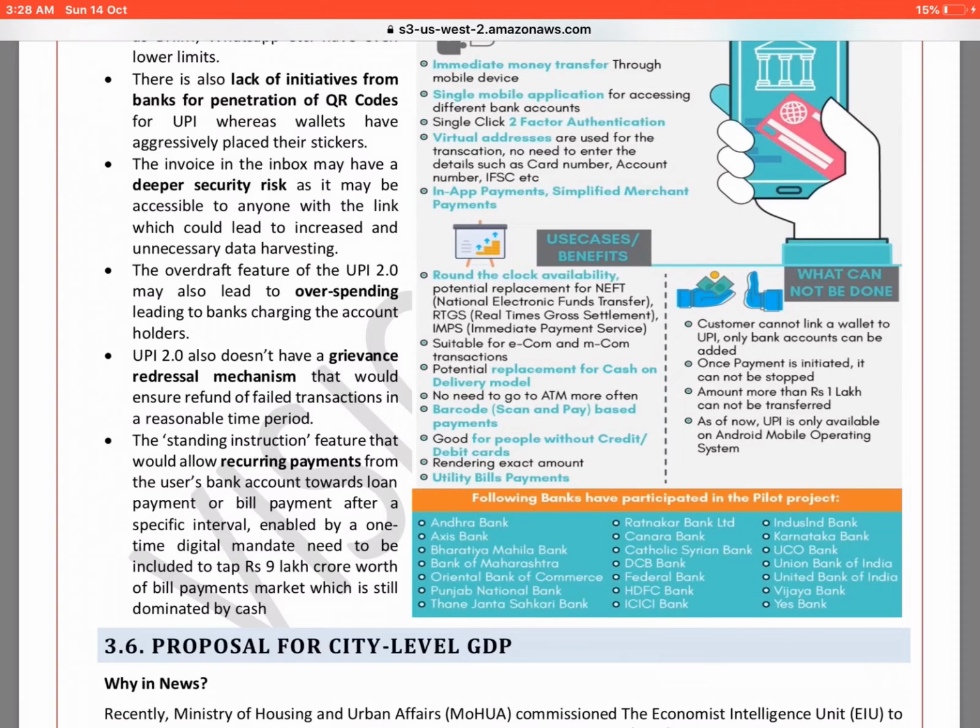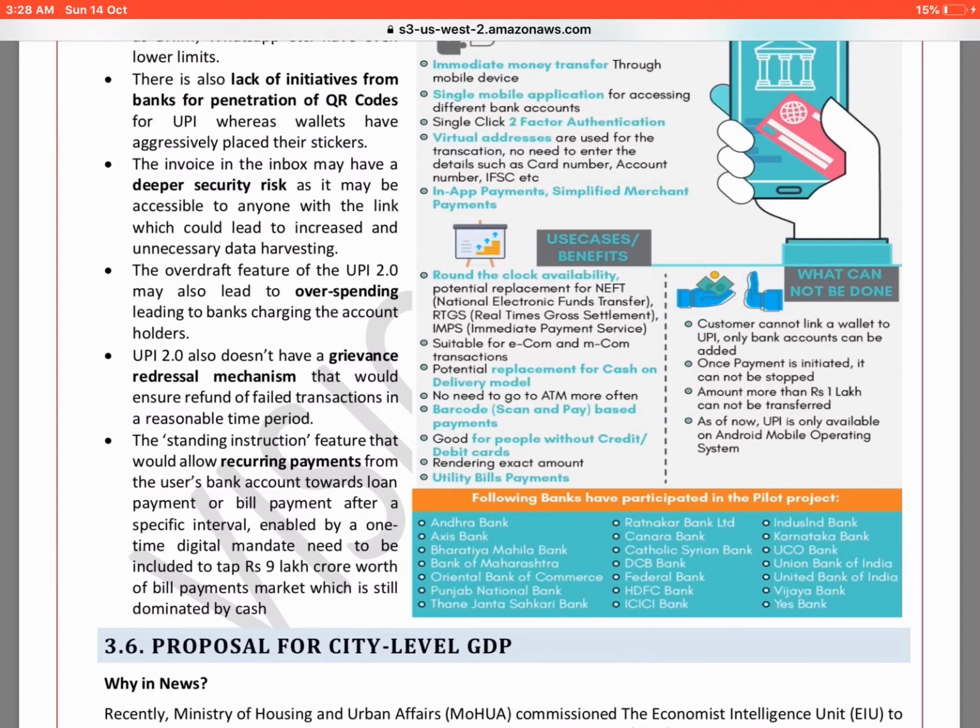Next is what cannot be done, important. Customers cannot link a wallet to UPI. Only bank accounts can be added. So only your bank accounts can be added, not your Paytm or PhonePe wallets. Important, very important. They can ask in UPSC also. Once payment is initiated, it cannot be stopped.